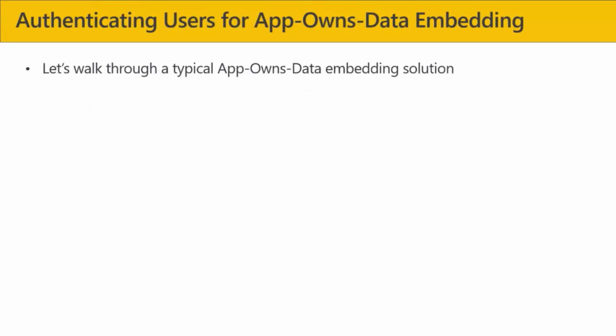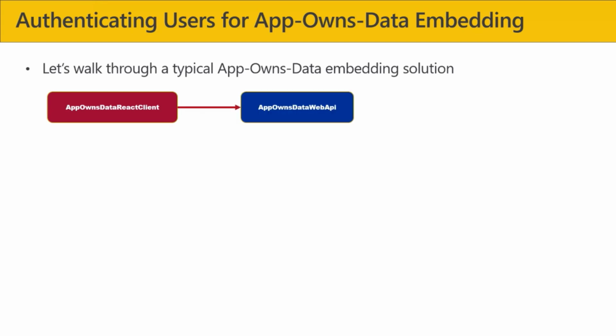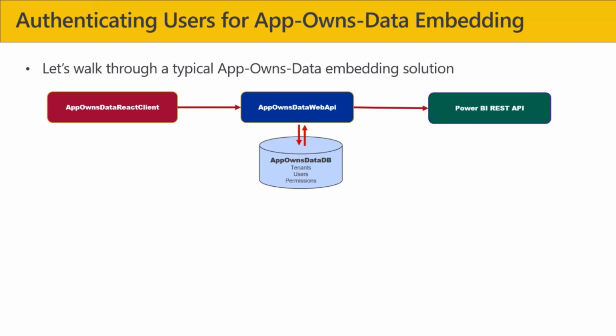Now, let's look at a typical app owns data embedding solution. Okay, so we have this single page application, an SPA client, and we can't call directly from there into Power BI. So we have our web API in the middle, and that's what talks to the Power BI REST API. Now, with app owns data solutions, Power BI doesn't know who the users are. They're external. So then what we're going to have to do is create our own database so we can track things like the tenants that contain our Power BI reports, the users who are using the system, and something to connect it to, some type of permissions table strategy that we have. We're able to set access control lists.